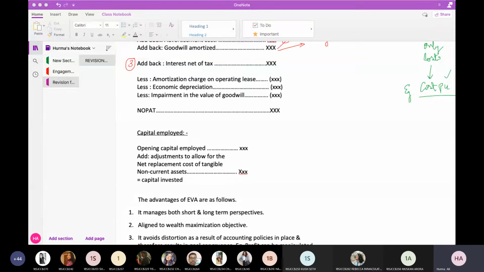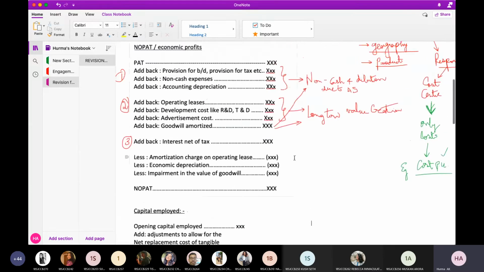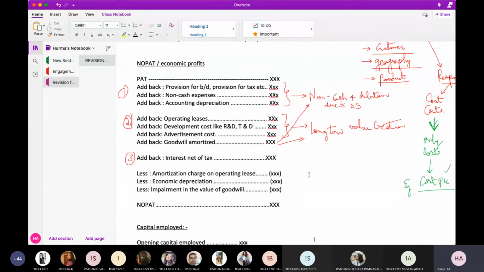Okay. So first of all, any doubts on whatever we discussed in the last hour? Anybody else? We were discussing... Ma'am, can you just explain the amortization charge on operating lease?